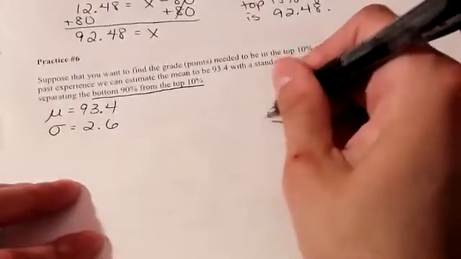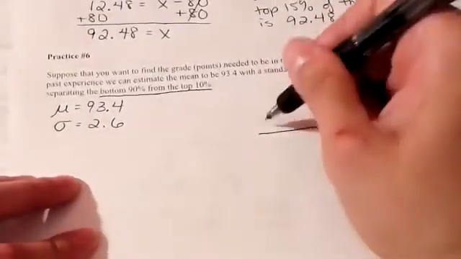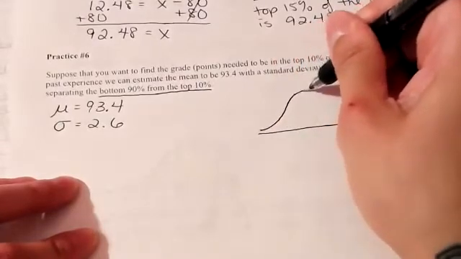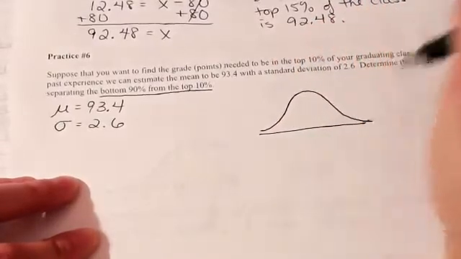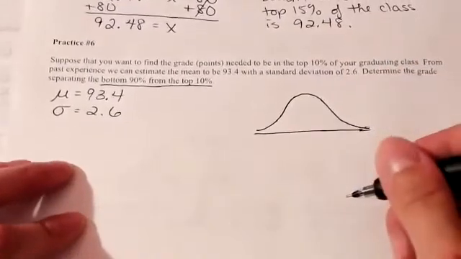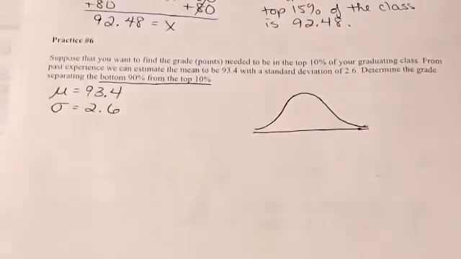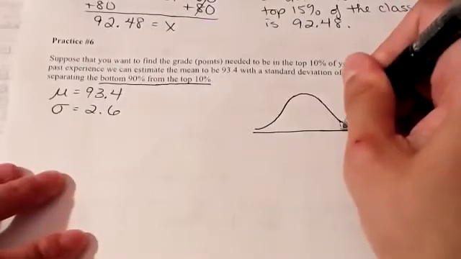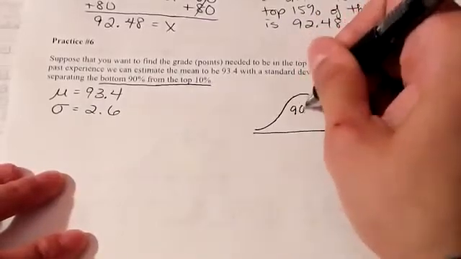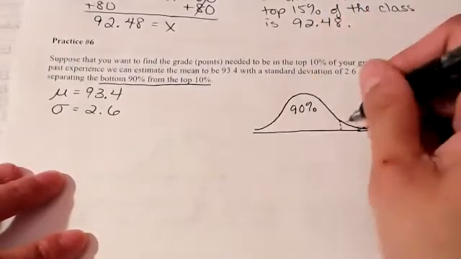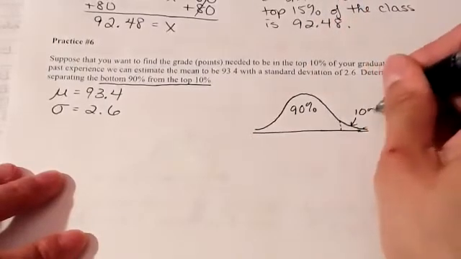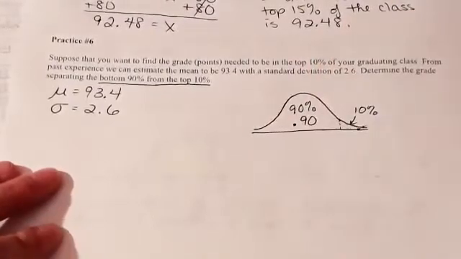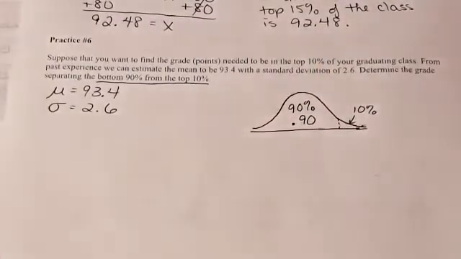So let's go ahead and draw our curve just so we have an idea of what's going on here. And essentially we want to find a z-score that separates the bottom 90%. So if I had to guess, I would say it's probably about here. So 90% of the population is to the left and 10% of the population is to the right. So that means we want to find the z-score whose area to the left is 0.90.